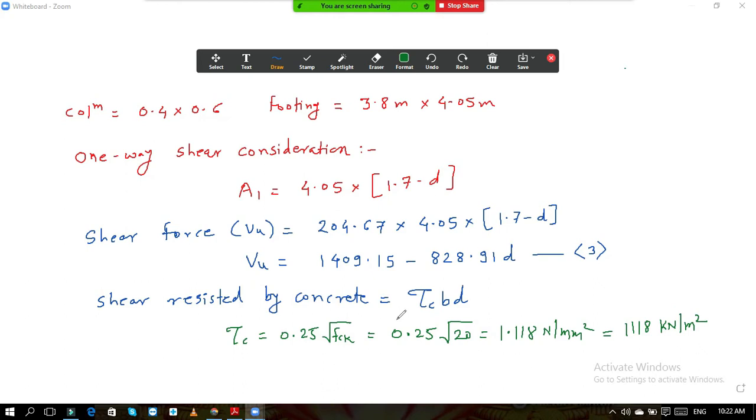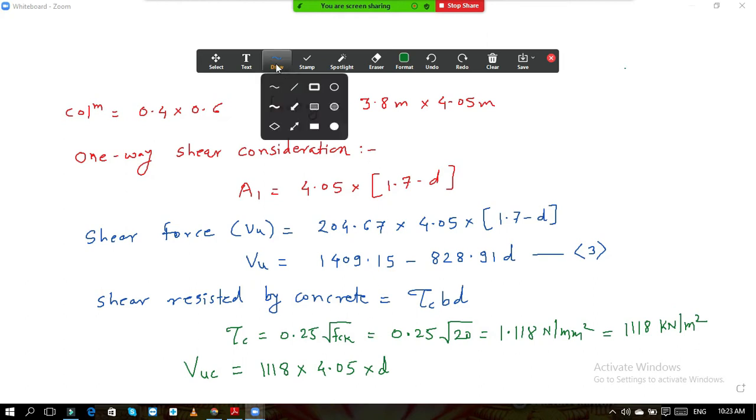It is the width of the strip, that is 4.05, into d. Here I can write the formula. Vuc, that is shear resisted by concrete, is equal to tau c, 1118, stress into area. In this case the area is 4.05 multiplied by d. I hope it is now clear to you how it is 4.05 multiplied by d.